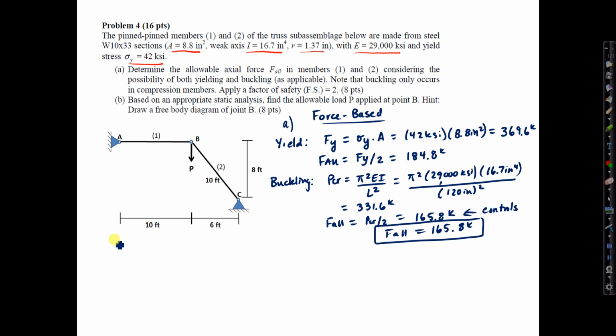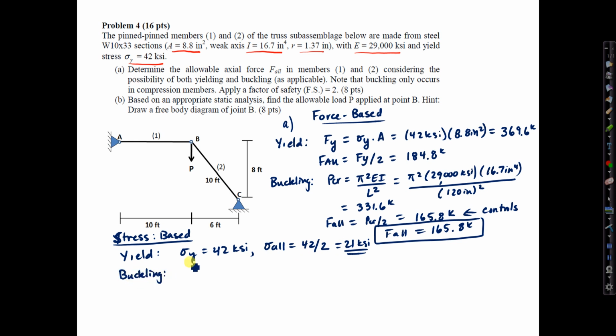It's also possible to take a stress-based approach. Rather than computing the forces, compute the allowable stresses and convert at the end. Start with the yield criteria. The yield stress, sigma y, is 42 ksi. The allowable stress is 42 divided by the factor of safety of 2, or 21 ksi. That's the yield criteria.